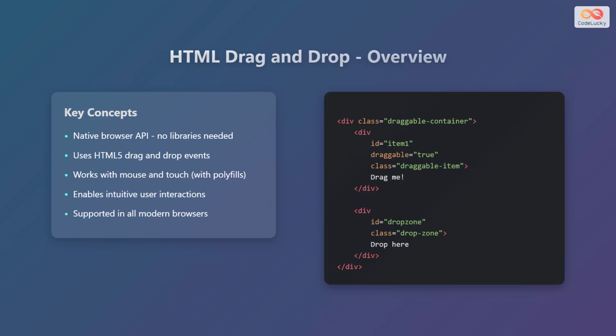Here's a basic HTML structure for drag and drop. There is a draggable container class, inside which there is item 1 whose draggable attribute is set to true. Similarly, there is a drop zone division.